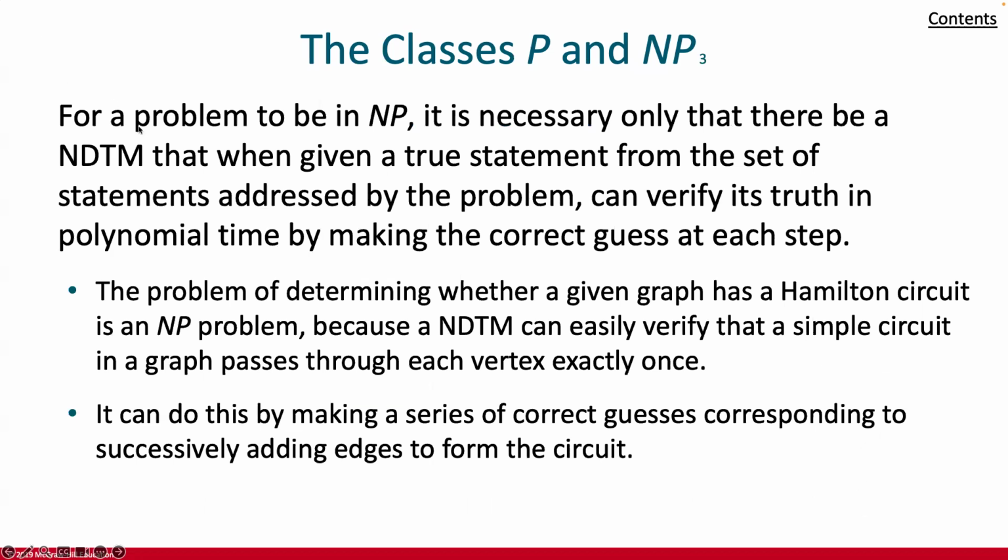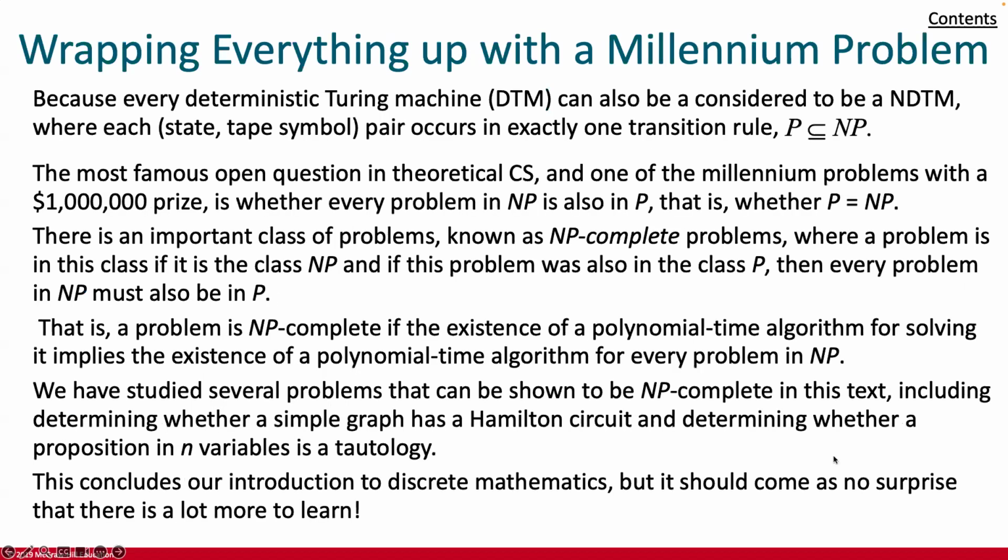And the last chart on that: for a problem to be in NP, it is necessary only that there be an NDTM that, when given a true statement from the set of statements addressed by the problem, can verify its truth in polynomial time by making the correct guess at each step. So there's a lot of information here, and this just gives you a perspective of what was developed with Turing machines, and still some of this is utilized today as we think about some computing type problems.